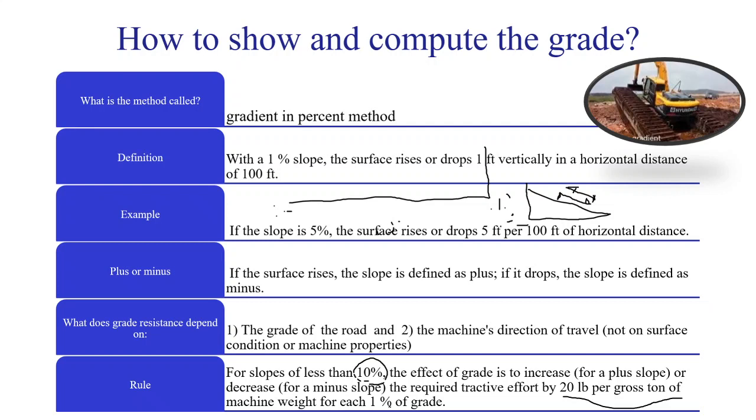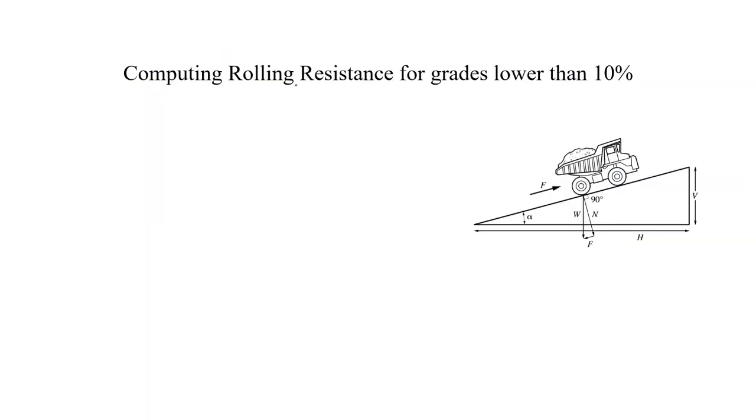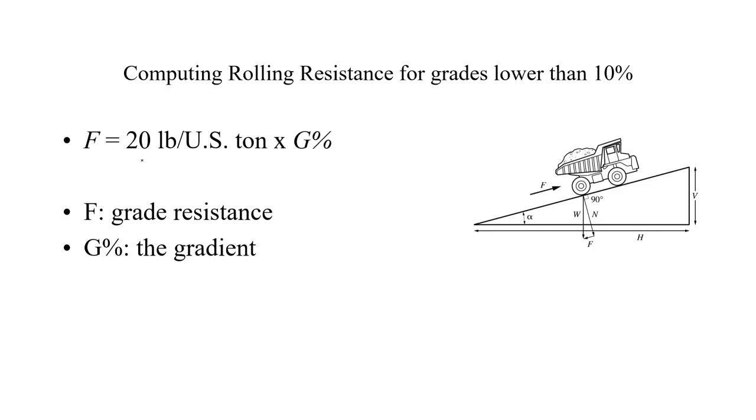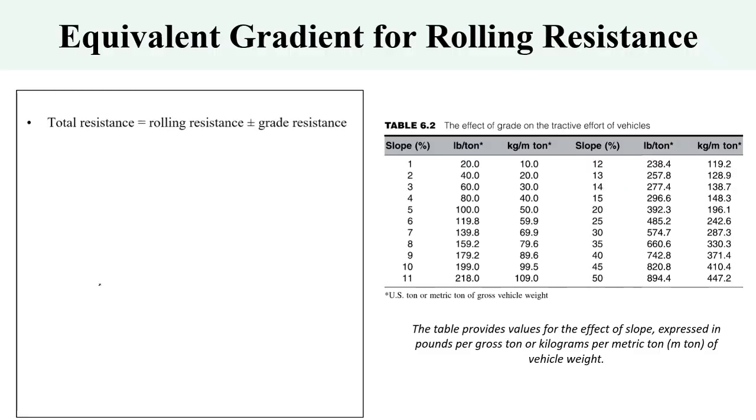So we can easily put it in an equation. Let's do the next example. It's actually about computing grade resistance for grades lower than 10%. So this is the equation: it changes 20 pounds per US ton for every 1% of grade. So if it is 5%, going up or 5% going down, you should just multiply it by 20 to find the grade resistance.